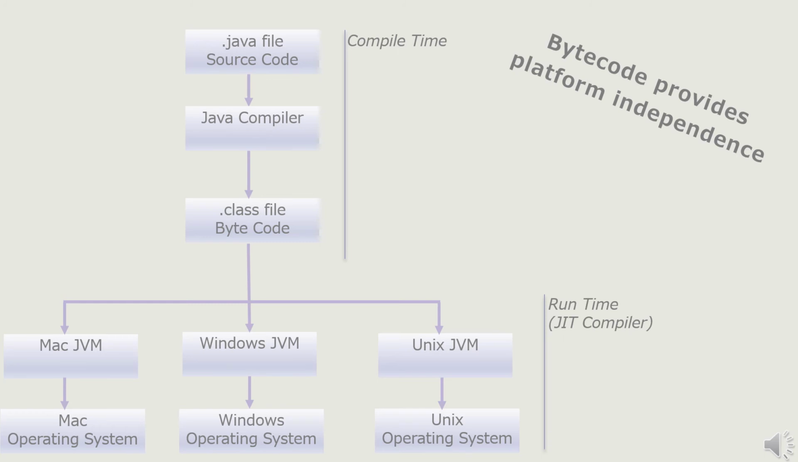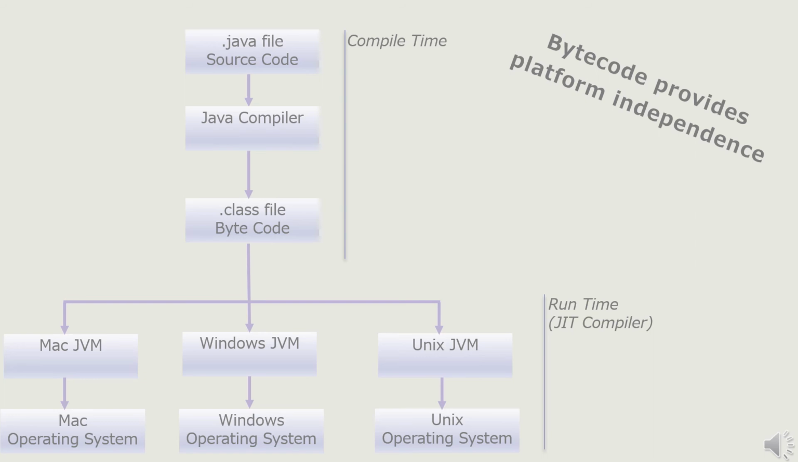How does Java do this? It does this by using bytecode and the JVM, or Java Virtual Machine. The bytecode or your .class file generated by the Java compiler is platform independent. JVMs are available for each operating system. The platform-independent JVM will take the platform-independent class file and execute it for the given operating system. This is how Java gives you platform independence.